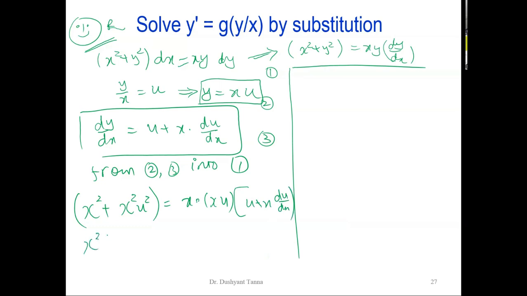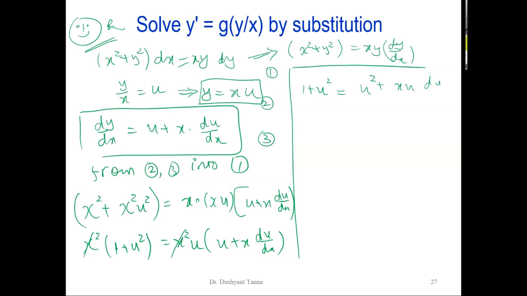Okay, I'll keep x squared outside. So 1 plus u squared. This is x squared u in a bracket u plus x du by dx. Get rid of the x squared. So 1 plus u squared is equal to u squared plus xu du by dx. Just simplification. Again, u squared is gone. So 1 is equal to xu du by dx. And that will tell me that dx over x is equal to u du.